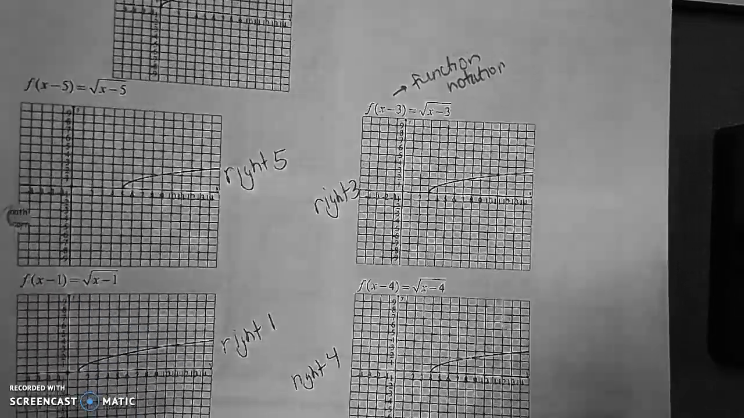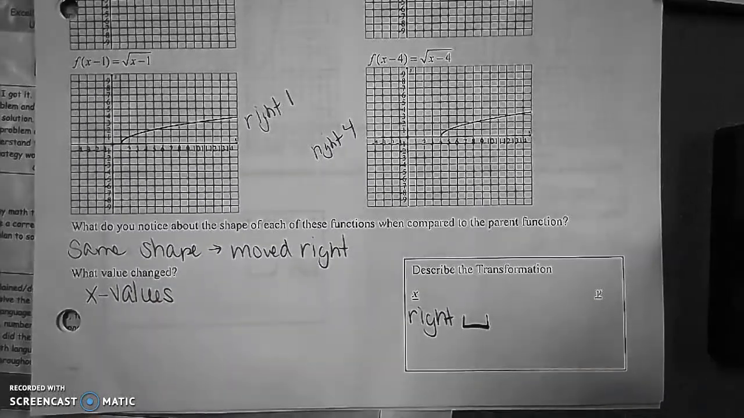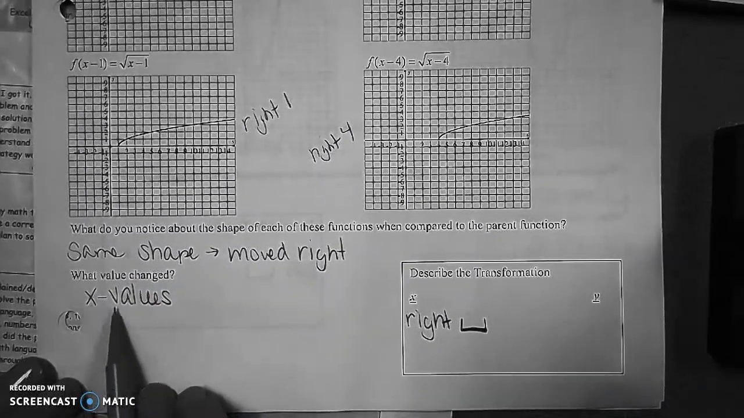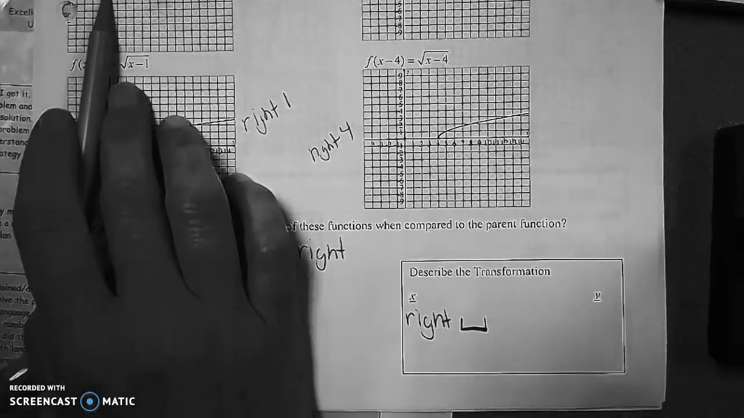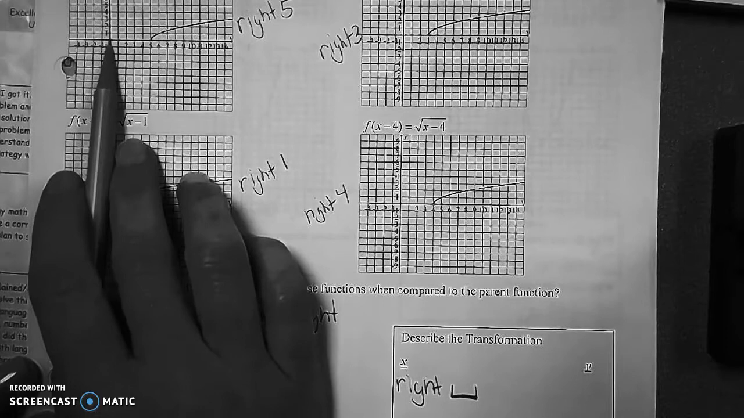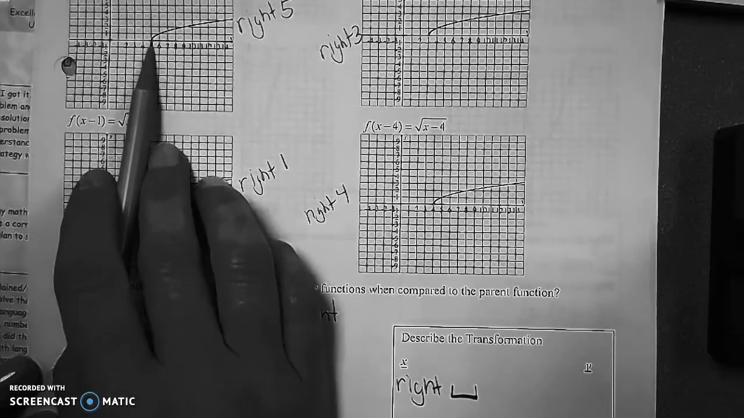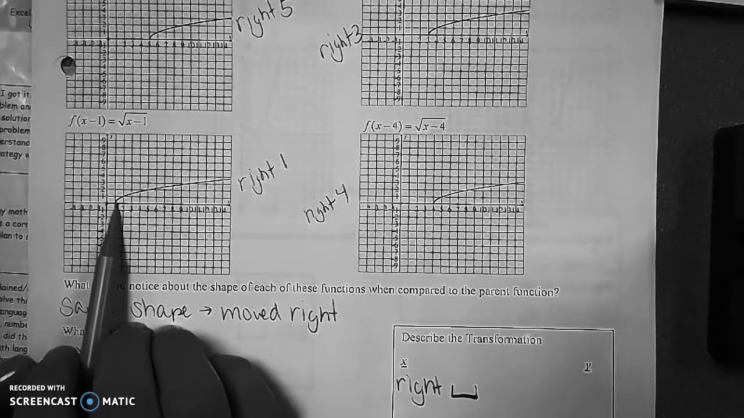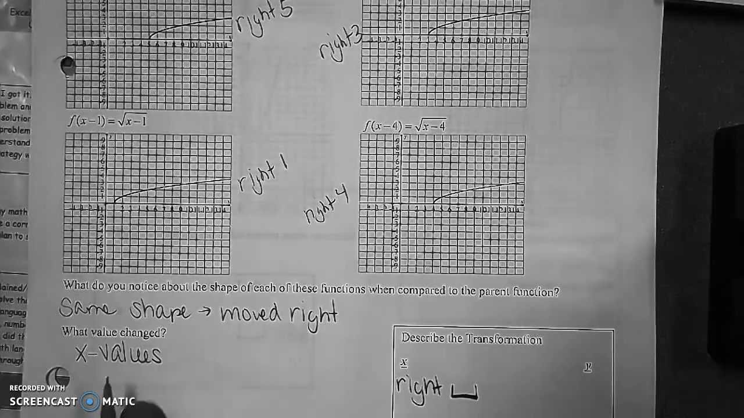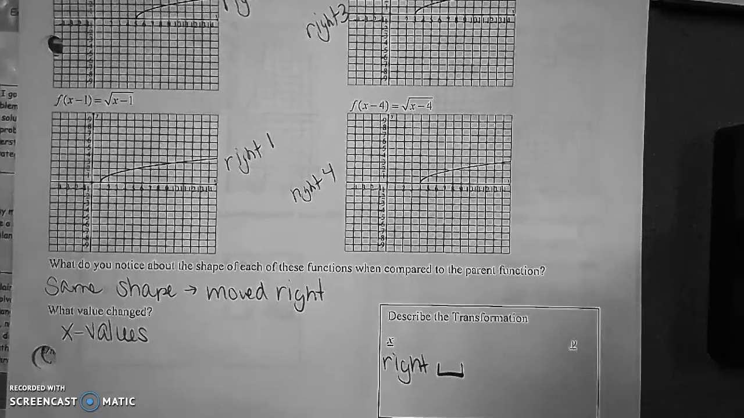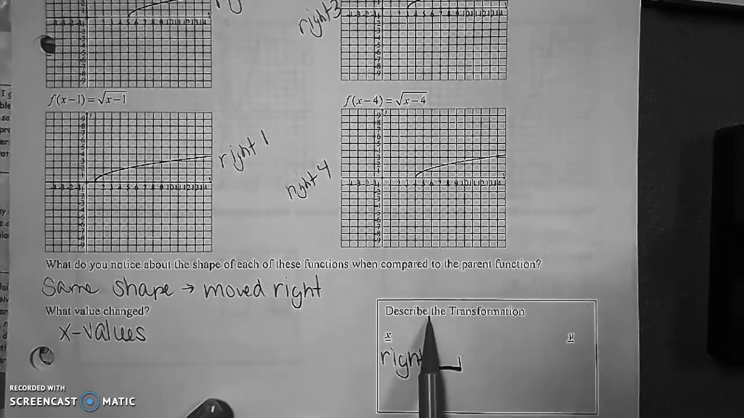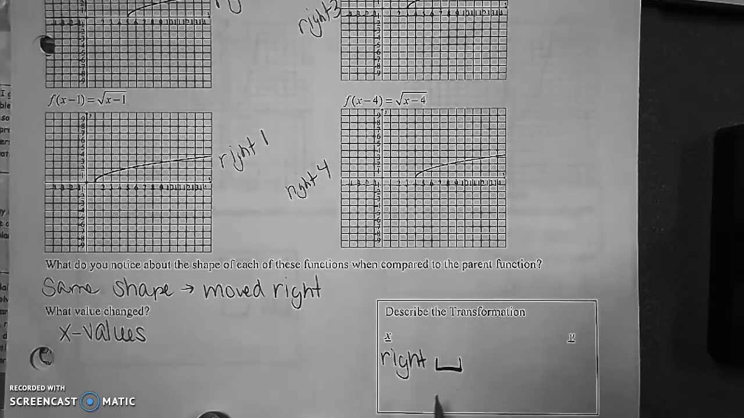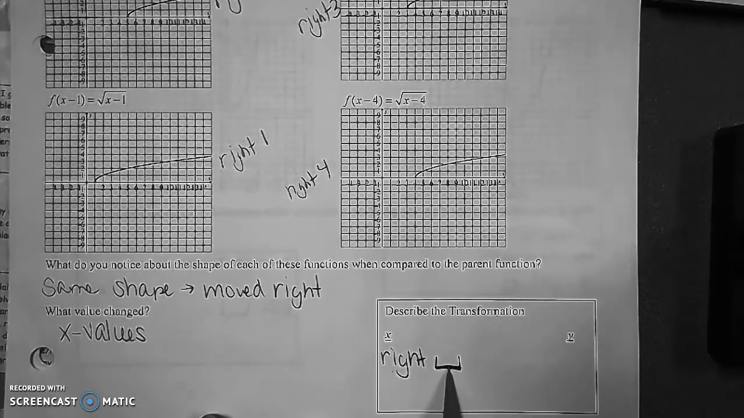So if I think about what values on this have changed, it's the x values that changed. So the x value that was at 0, move this down a little bit, the x value that was at 0, that x value is now 5. The x value of 0 now became 1. So it's the x values that had changed. And so for all of these, we're going to say describe the transformation. Well, we've really done that. It's right so many units.